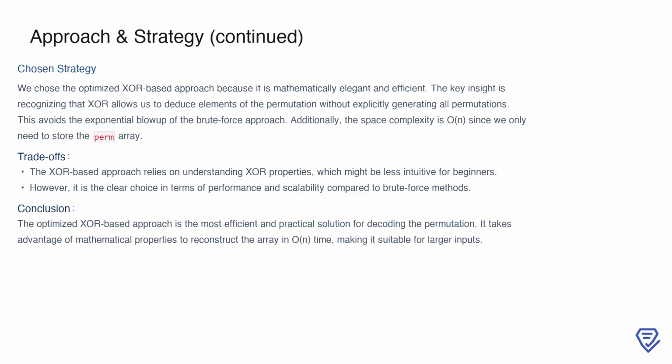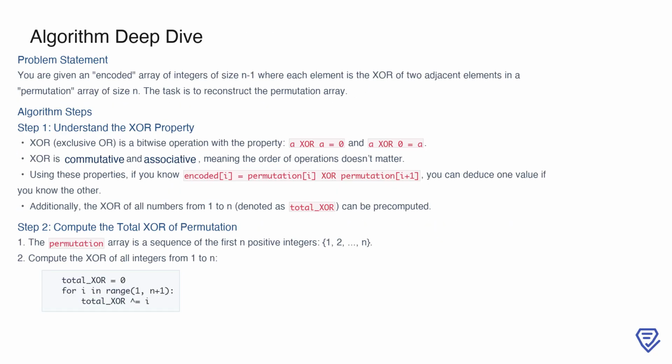To solve this problem, we start by understanding the XOR operation, which is key to decoding the permutation array. XOR, or exclusive OR, has unique properties: A XOR A equals 0, and A XOR 0 equals A. Additionally, XOR is both commutative and associative, meaning the order of operations doesn't affect the result. These properties are crucial because the encoded array is defined such that each element is the XOR of two adjacent elements in the permutation array.